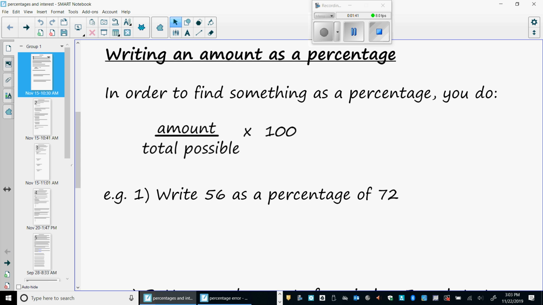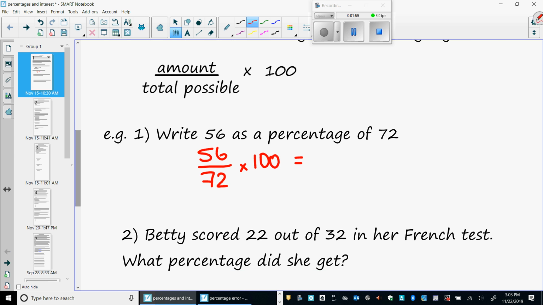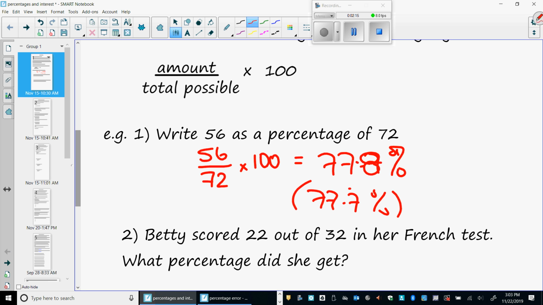So if I want to write 56 as a percentage of 72, that's often how the questions are worded. We would literally write 56 divided by 72 multiplied by 100. I should be hearing lots of bags opening if they're not out already, and calculators typing away. Pardon? 77.7. Is it recurring? Yeah. So therefore that would be 77.8%. Unless you kept the recurring sign in there. Okay? Because remember the 7s after it are going to increase it up.